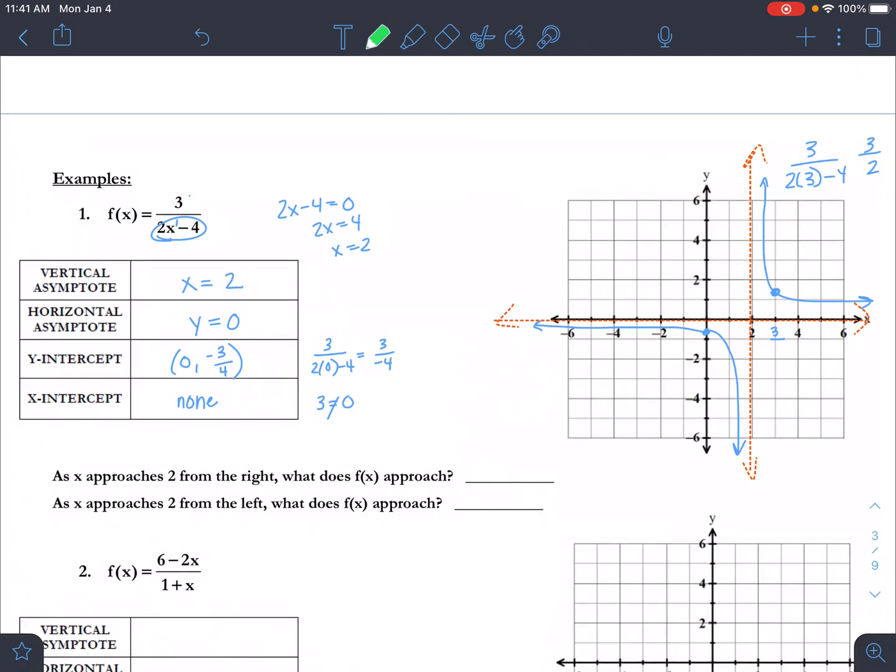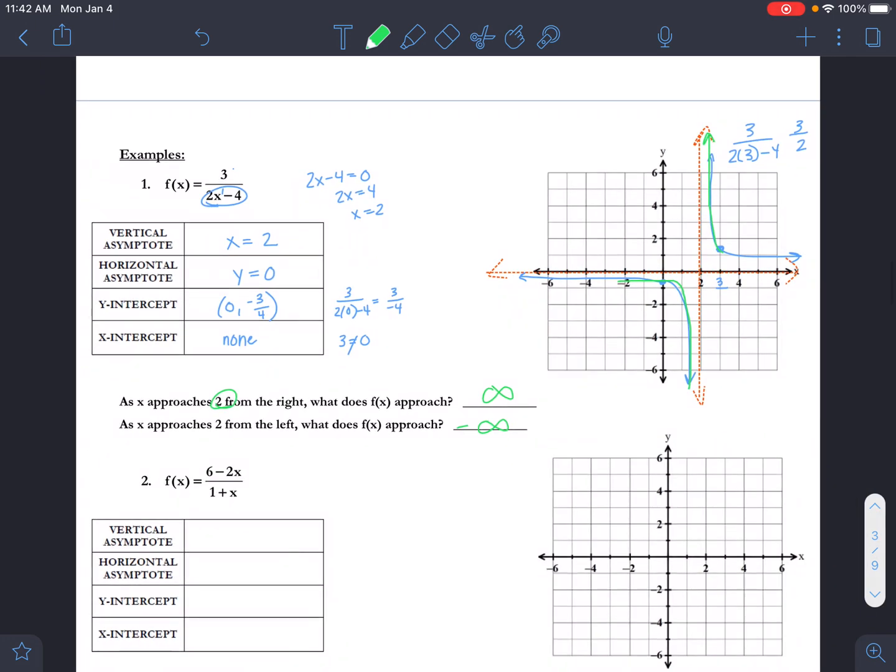The last thing here, as we approach 2 from the right, so take your right hand. If you're approaching 2, what's happening to my y values? They're getting really, really, really big, approaching infinity. What happens as I approach from the left? Negative infinity.